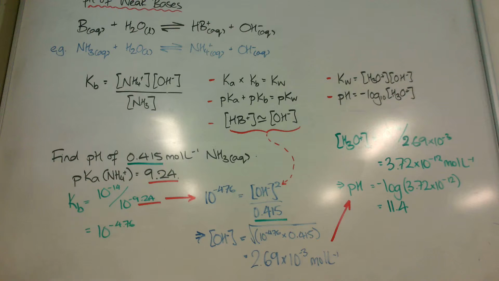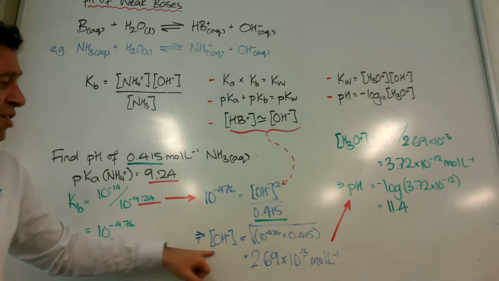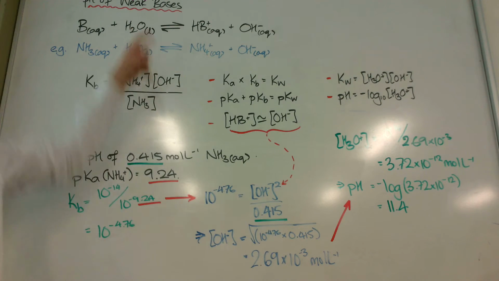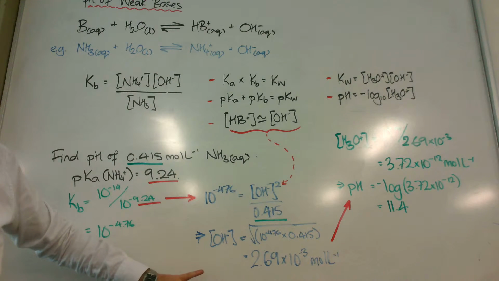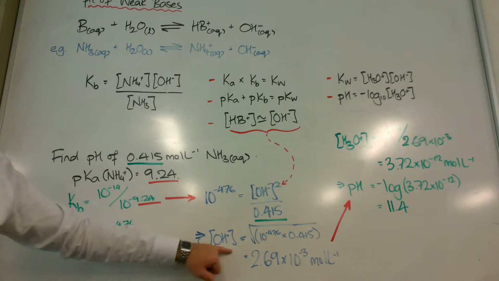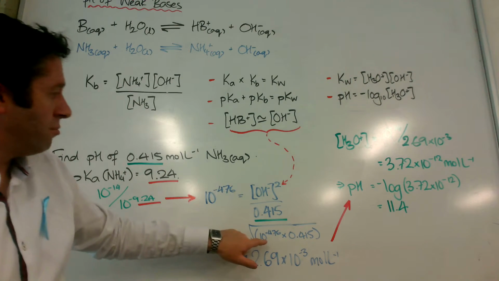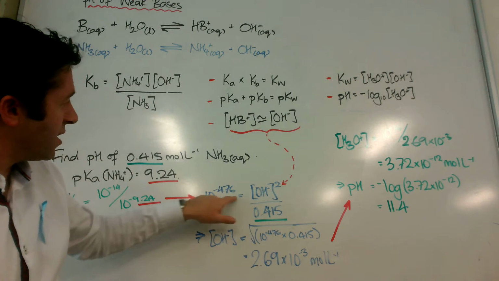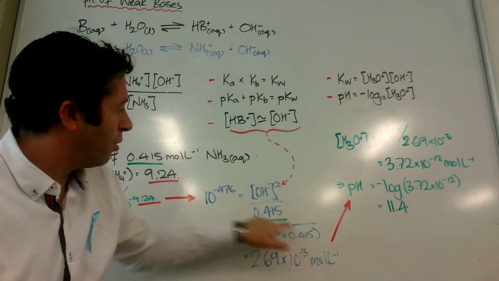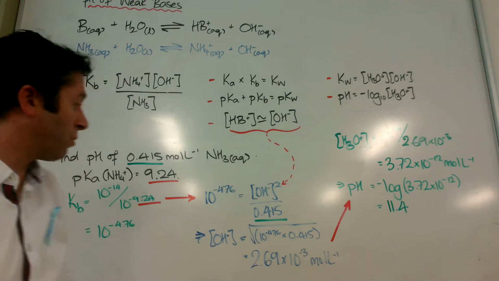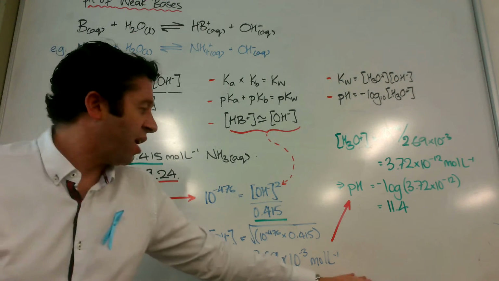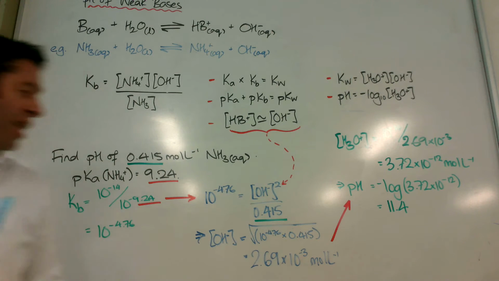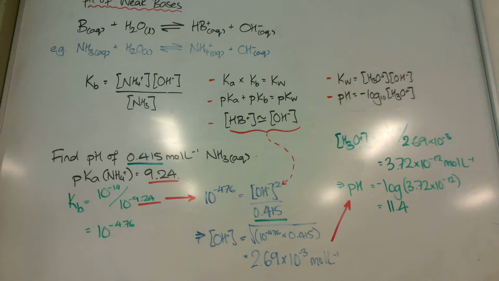Okay. I can rearrange that. This is hopefully going to start to look a bit familiar. Where my hydroxide ion concentration, bases, hydroxide, acids, this would say hydronium, is equal to 10 to the minus 4.76 times 0.415. So the square root of those. And I did this before you came in. That comes to 2.69 times 10 to the negative 3 moles per litre.